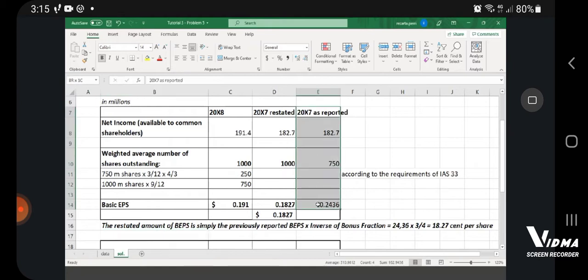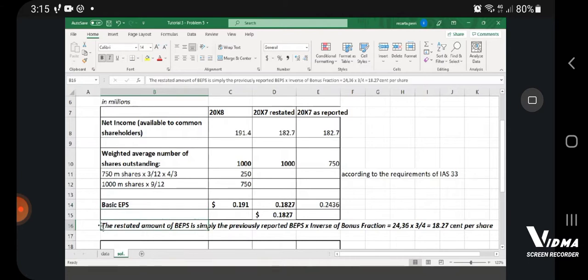The previously reported figure is as if we have not issued the bonus. But when we restate the figures at the end of 2018, we may calculate the restated basic earnings per share in 2 ways. The shortcut is to apply the inverse of the bonus fraction. And this is what I advise you. Take the shortcut and you will make no mistake.